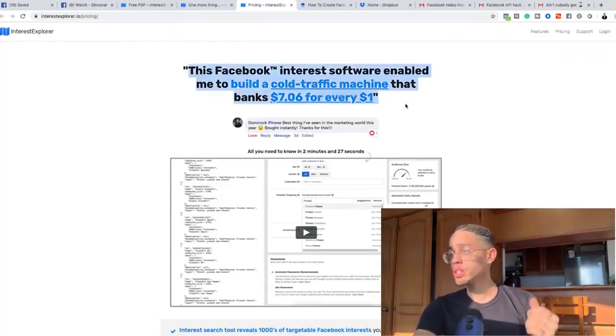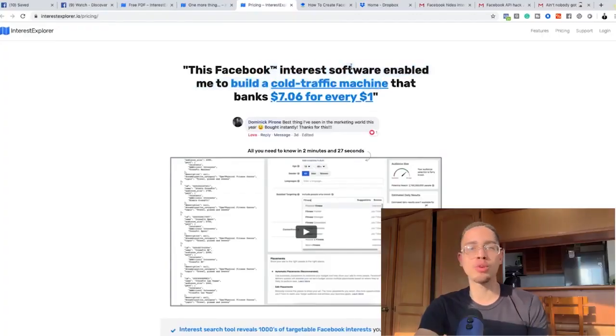So basically this Facebook interest software enabled me to build a cold traffic machine that banks $7 for every $1 spent. Anybody who knows marketing knows that a 7x return on investment is ridiculous. So that's my ending wants, dreams, goals, and desires, right? Whatever their ending wants, dreams, goals, and desires, that should be in the headline.